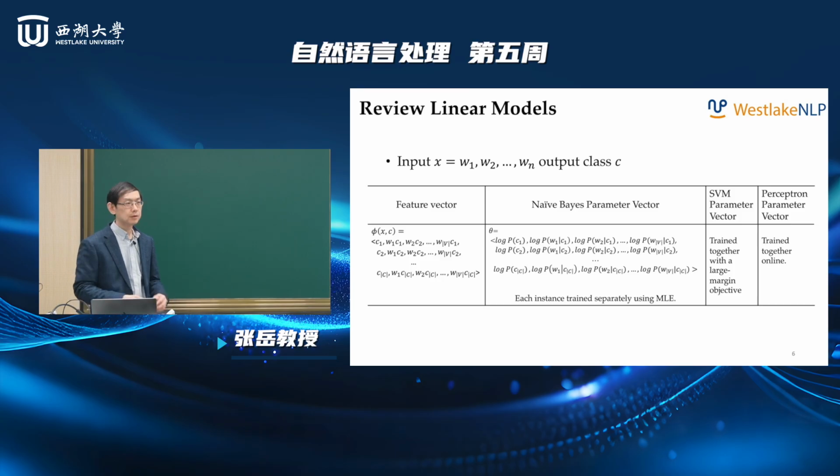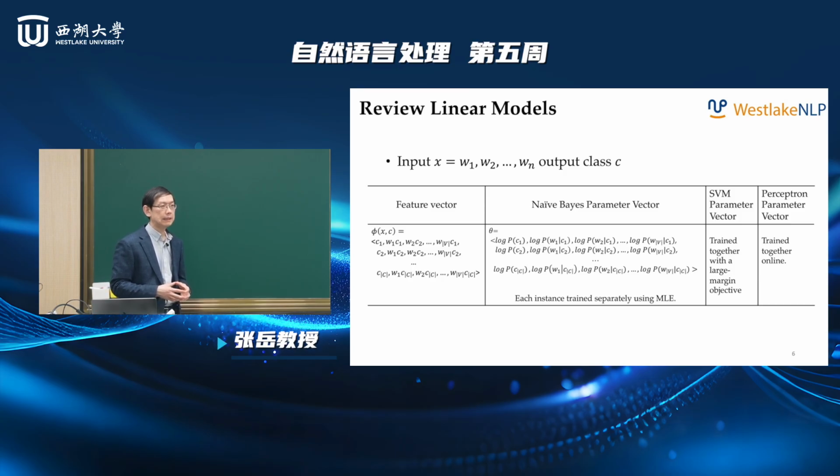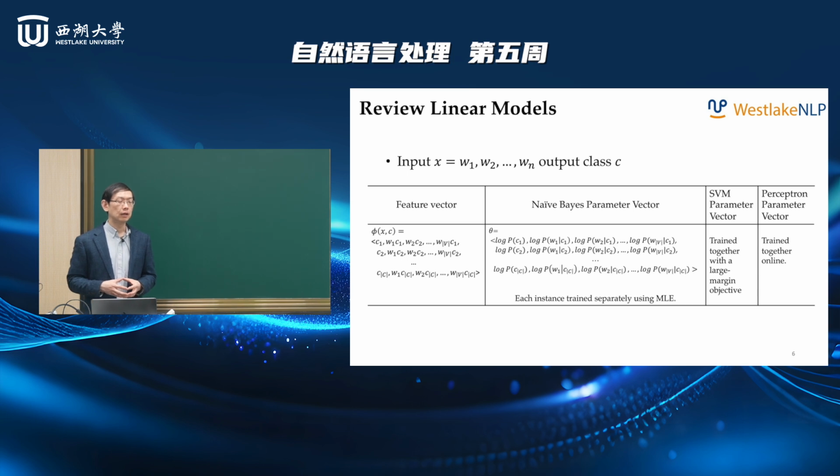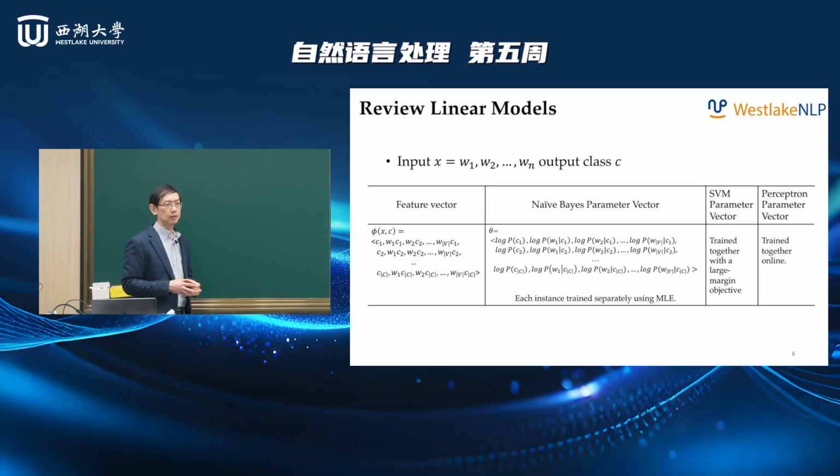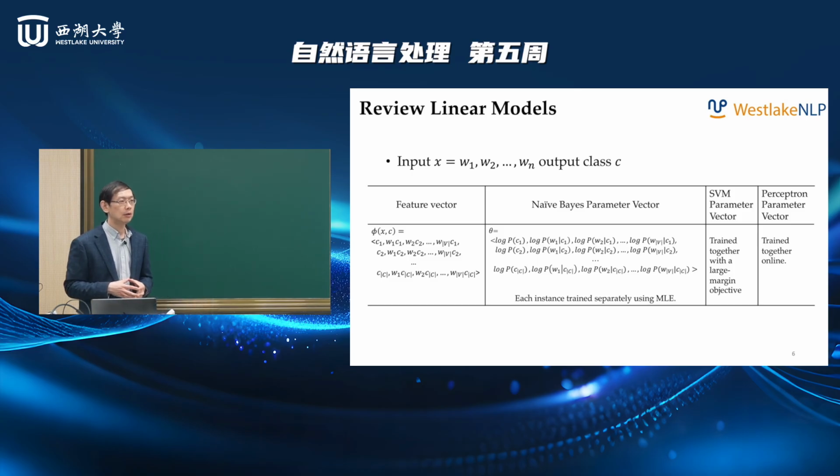So before I introduce this model, let's review the linear models we've learned. We've learned one generative model, which is naive Bayes, and 2 discriminative models, which are SVM and perceptron. So if the feature vector consists of 2 feature templates, one is C, another is WC, these 3 models can actually be unified.